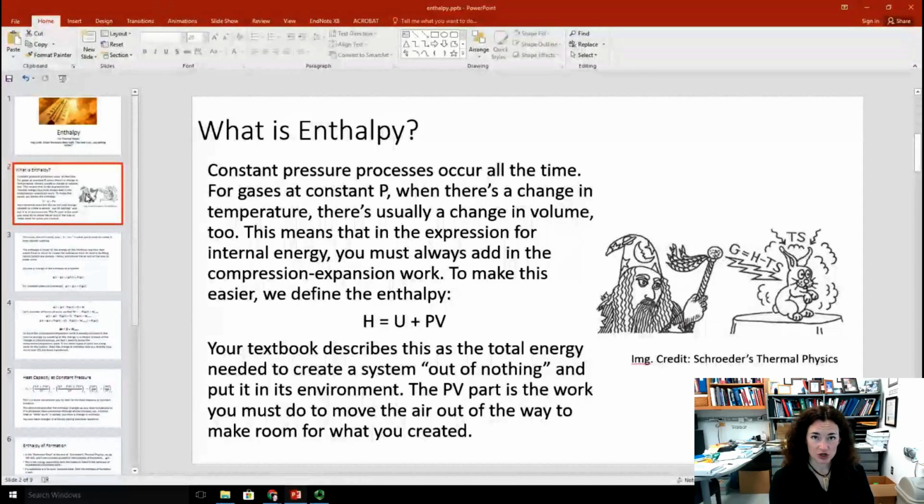So here H, or enthalpy, is equal to U plus PV. So that's the sum of the internal energy U plus the pressure times the volume. Now, Schroeder's textbook describes this total energy as the amount needed to create a system out of nothing and then put it in its environment. The PV part of that is the work that you have to do to move the air out of the way to make room for what you created.